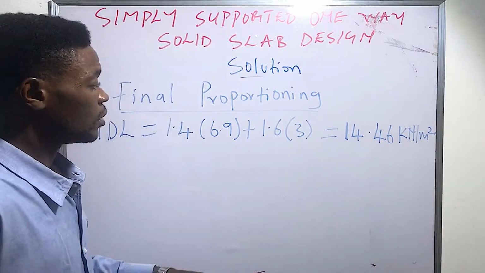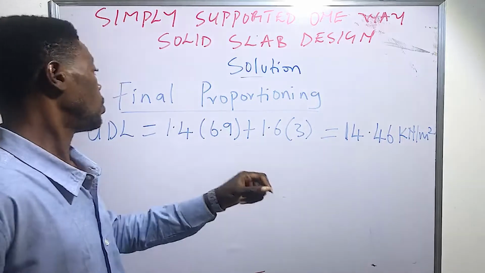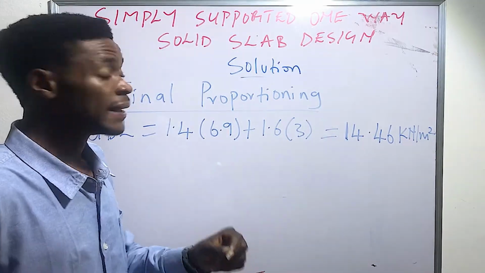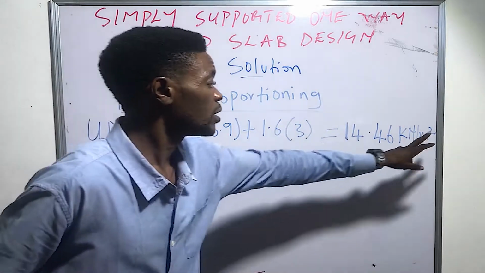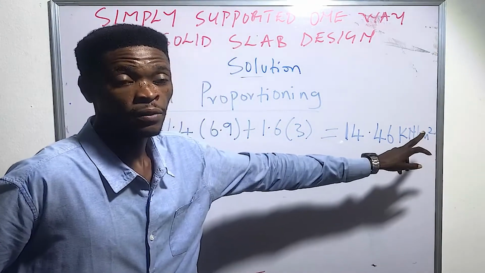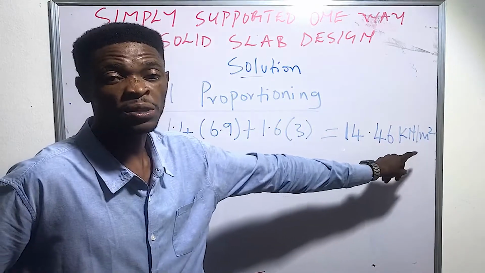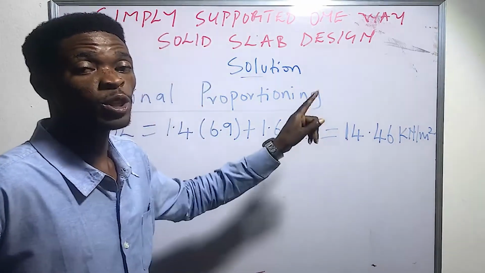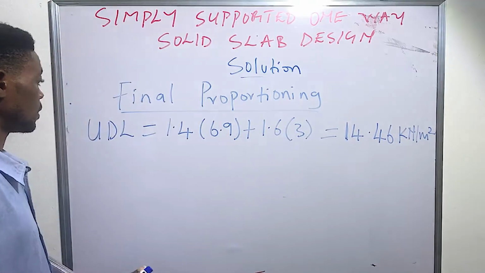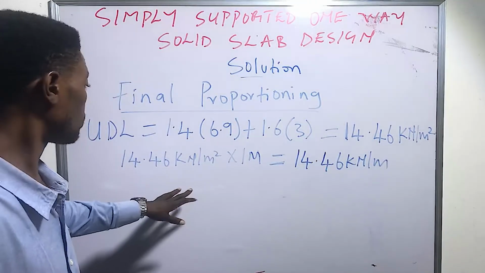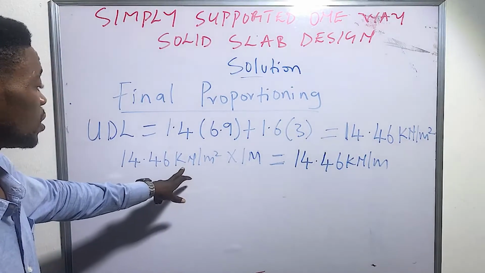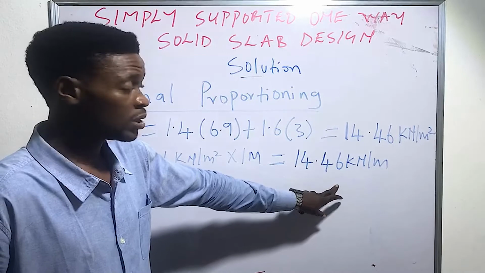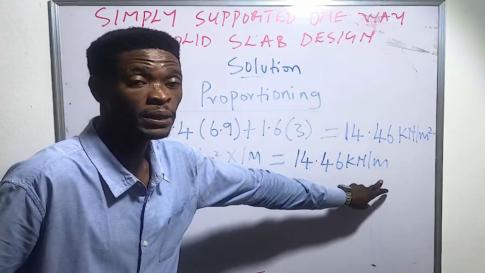Then our ultimate load now becomes 1.4 multiplied by dead load plus 1.6 multiplied by the live load. That gives us 14.46 kilonewton per meter square. But the code states that when designing a slab, you design it as a rectangular beam. That means we have to cancel out this square to make it 14.46 kilonewton per meter. So to cancel out this square, we have to multiply it by 1 meter. And that gives us 14.46 kilonewton per meter square multiplied by 1 meter, which is 14.46 kilonewton per meter.